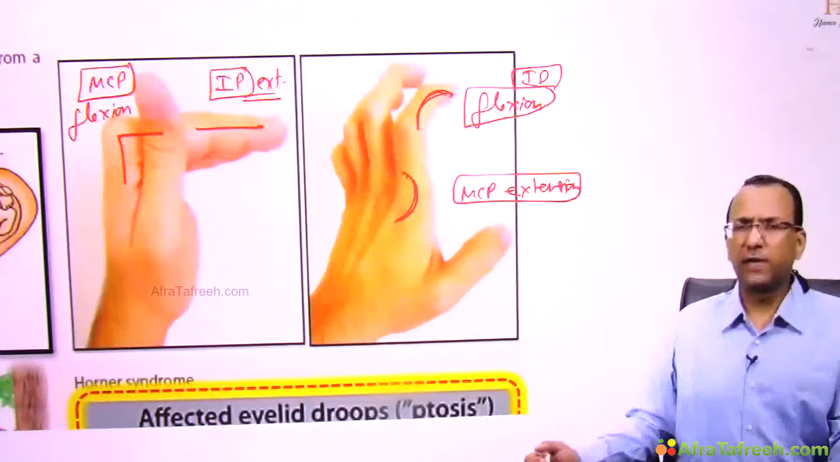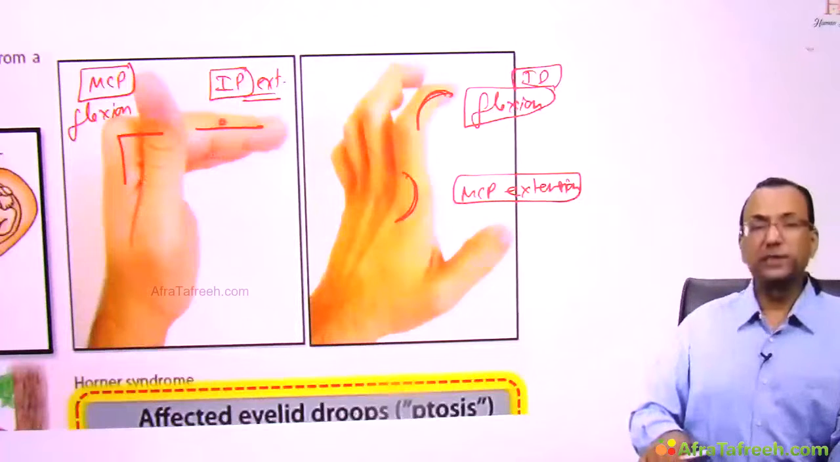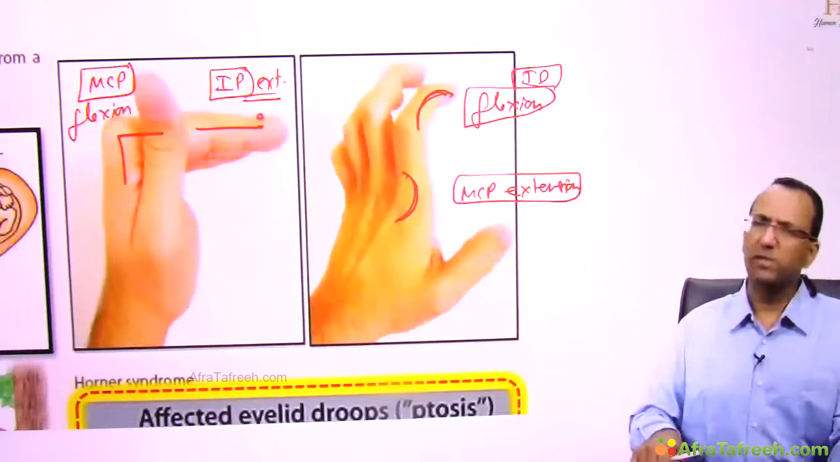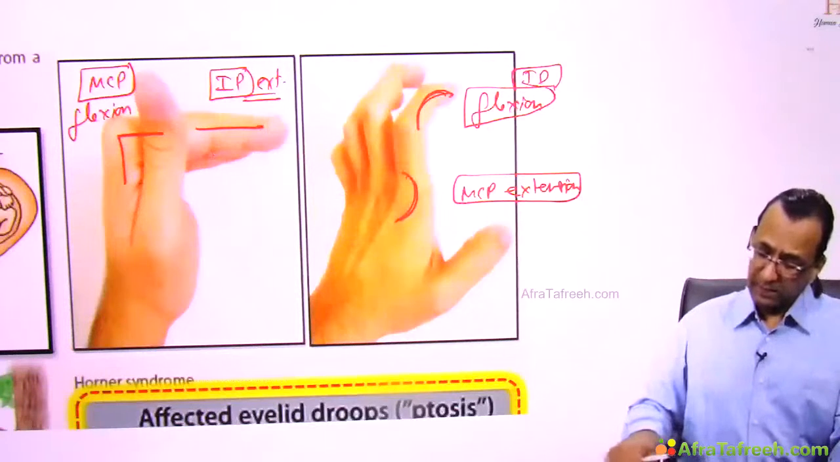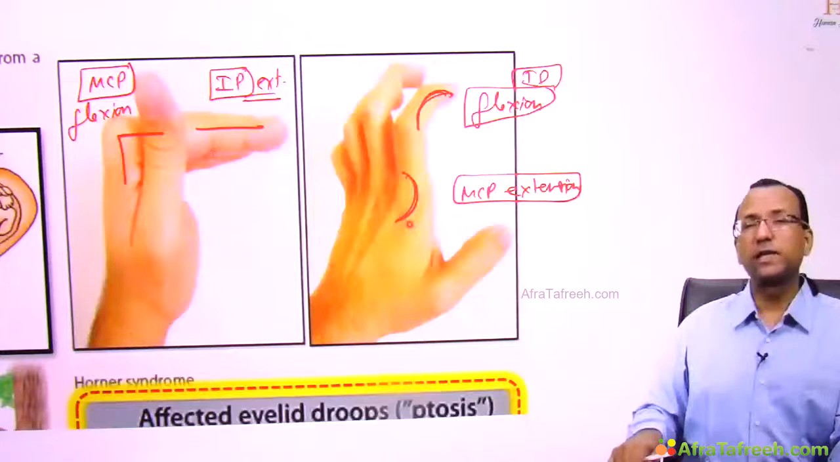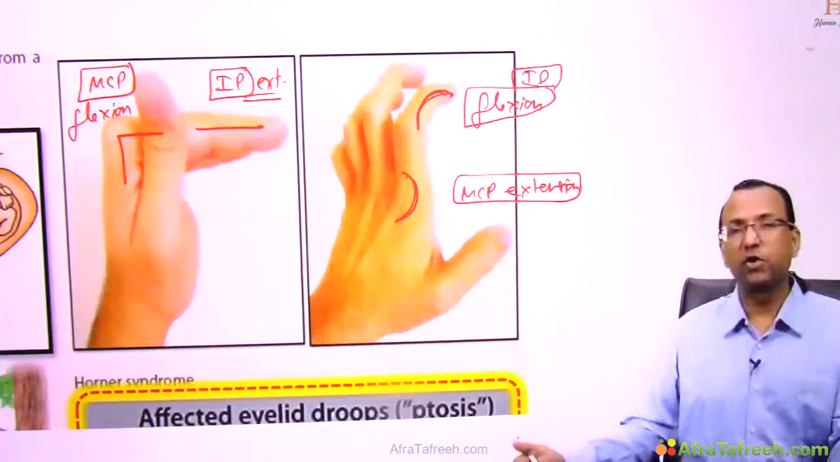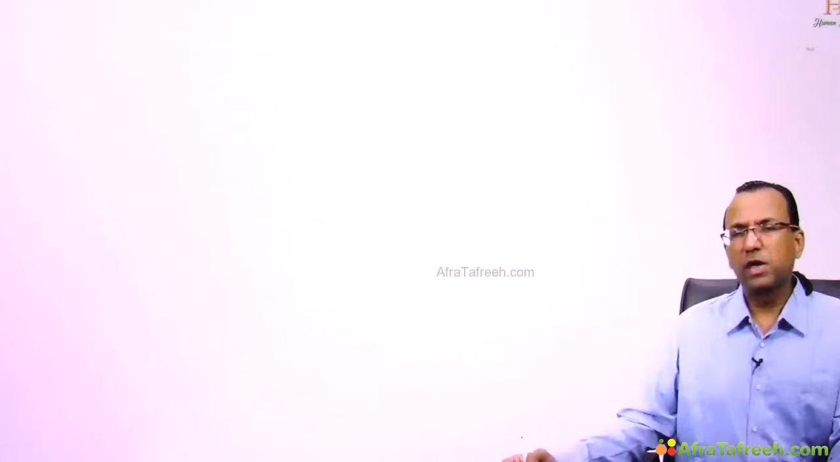So in Klumpke's palsy, since the lumbrical and interosseous are not working, there's a problem with MCP flexion and IP extension, and the other muscles become more powerful. That's why the MCP, which cannot be flexed, goes into extension, and the IP, which cannot extend, goes into flexion. That is called claw hand deformity. We'll discuss it later as well. And what about Erb's palsy?